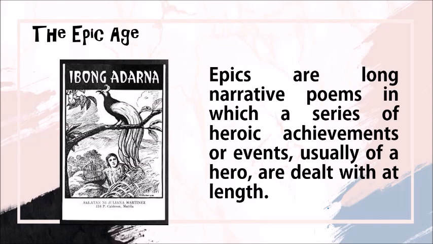The second pre-Spanish literature characteristic is the epic age. Epics are long narrative poems in which a series of heroic achievements or events, usually of a hero, are dealt with at length. For example is the Ibong Adarna. Ibong Adarna was very famous during the 16th century. It talks about the eponymous magical bird.